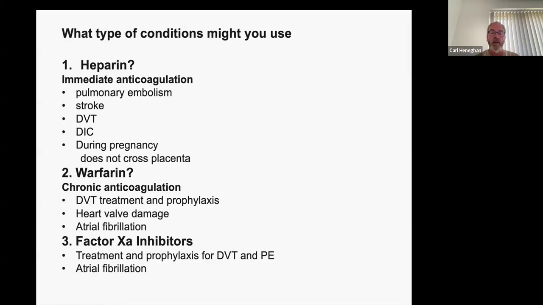For immediate anticoagulation, we often use heparin for all sorts of conditions, PE, stroke, and even in pregnancy. With warfarin, we're thinking more about chronic anticoagulation. We still use it for DVT treatment and prophylaxis, but particularly in heart valve damage and atrial fibrillation, where we've still got a lot of older patients. More patients are going onto factor 10A inhibitors for DVT, PE and atrial fibrillation because they don't need as much monitoring. But in heart valve damage, there's still a need to use warfarin.